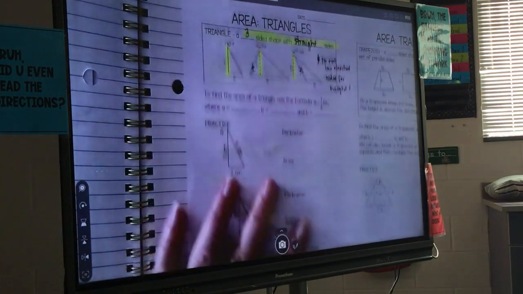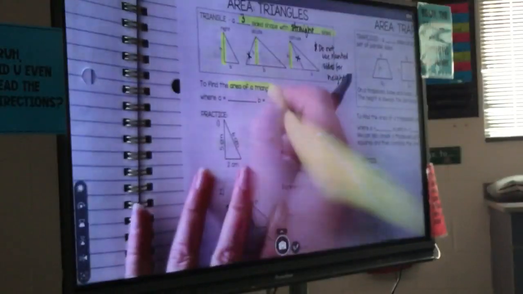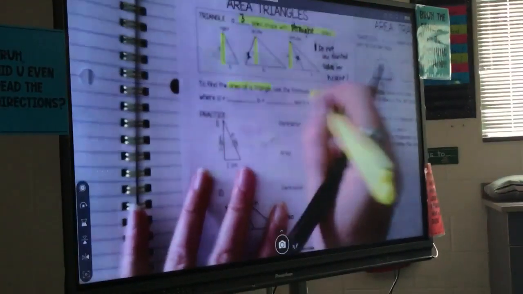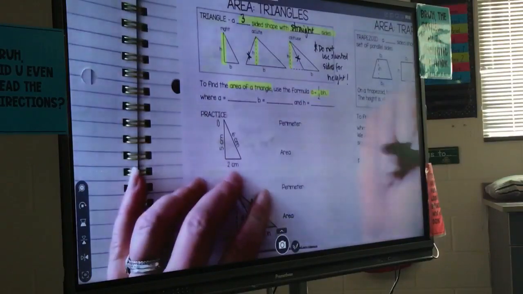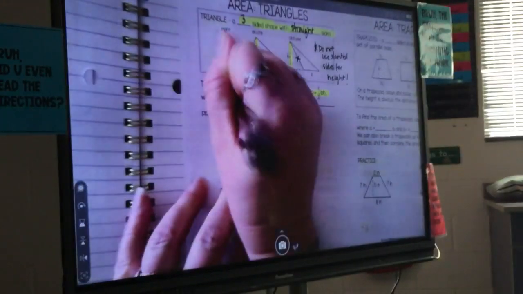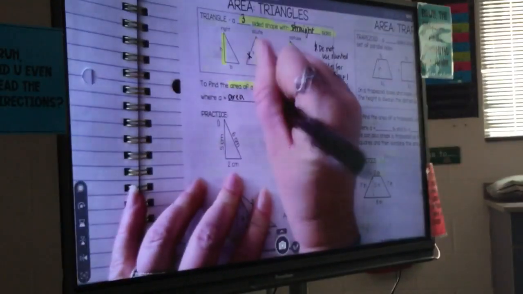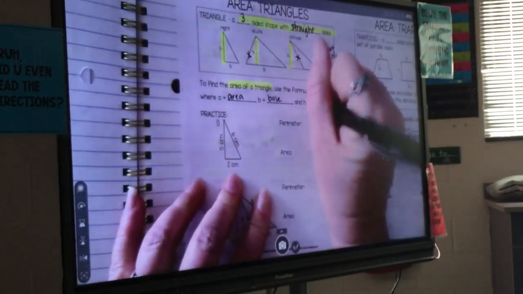All right, to find the area of a triangle, you're going to use the formula half times base times height. Again, the A stands for area, B stands for base, and H stands for height.